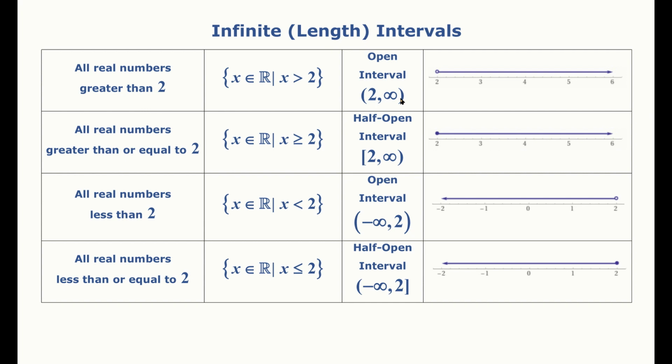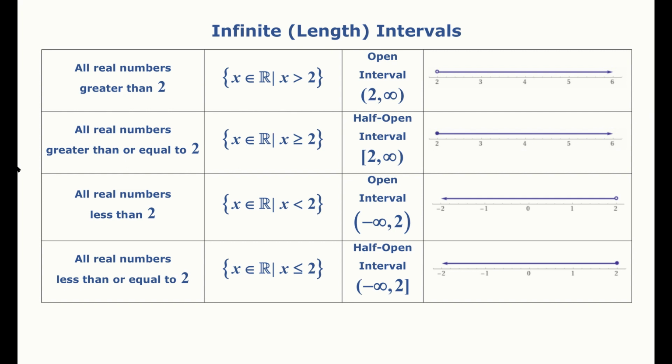Okay, you never put a bracket next to an infinity or a negative infinity because neither is an actual number that you can include. Both of them are numerical concepts but not numbers. So do not ever use a bracket to the right of infinity or to the left of negative infinity. Always parentheses. So again, this would be considered an open interval because we have parentheses on both sides.